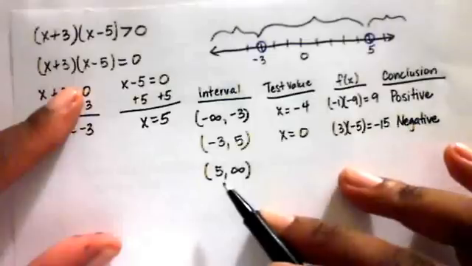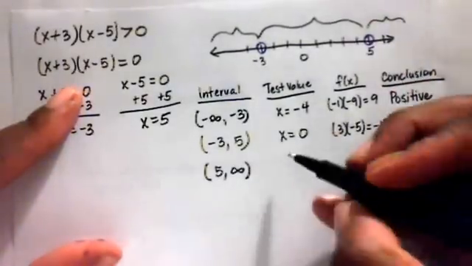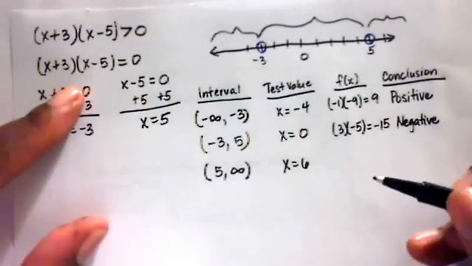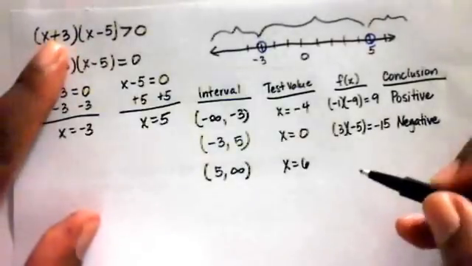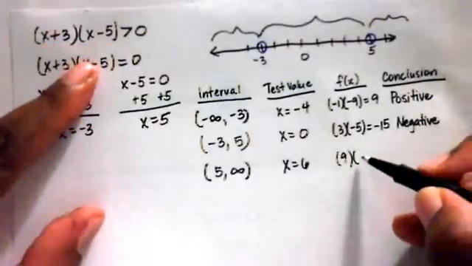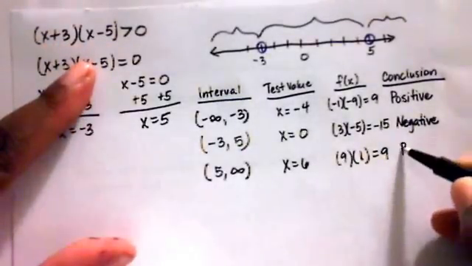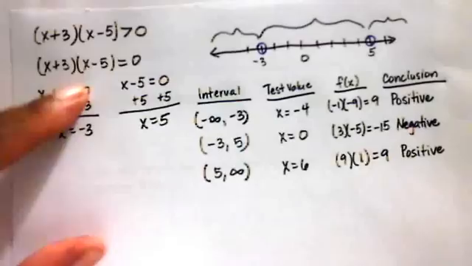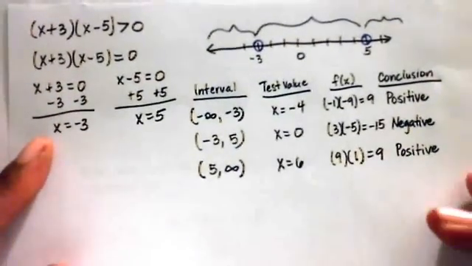And then finally, 5 to infinity, that's this interval right here. A good test value, let's say x equals 6. Okay, and then replace each x with 6 here. So 6 plus 3 is 9, times 6 minus 5, that's 1. 9 times 1 is 9. And it's positive, so that means the interval from 5 to infinity will have positive f of x values.